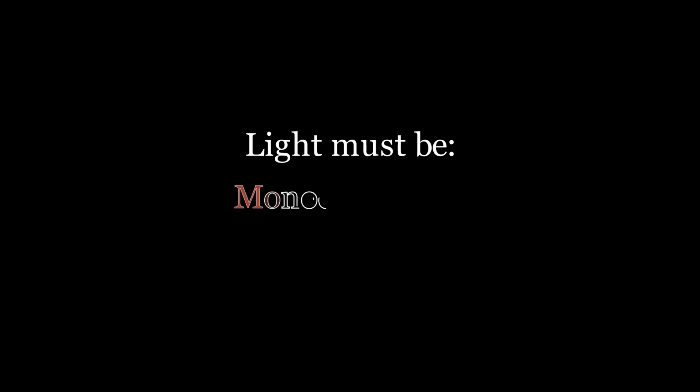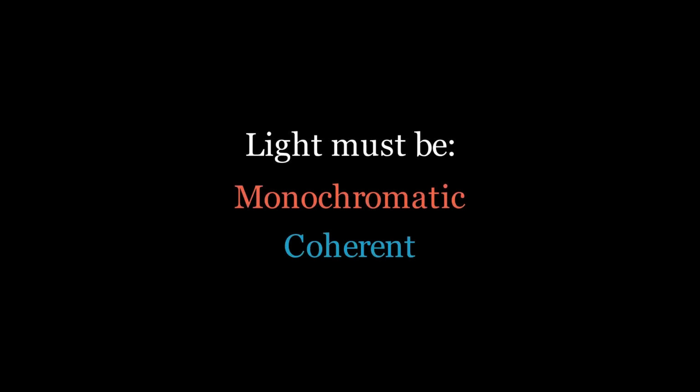For all physics to follow, 2 conditions must be true. The light must be monochromatic, meaning of a single frequency, and it must be coherent, meaning that it should have a constant phase difference.